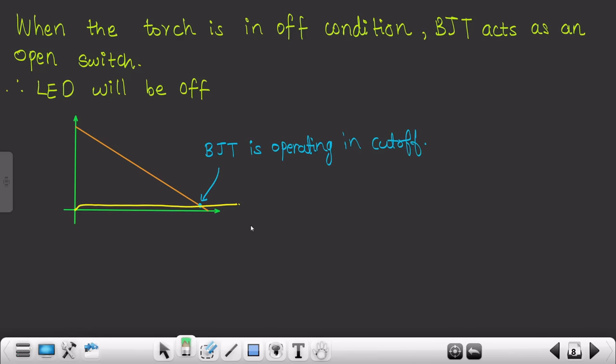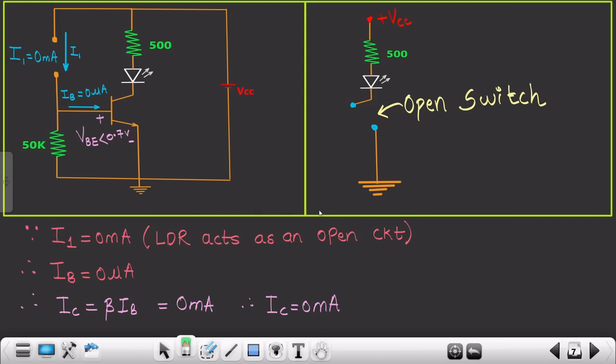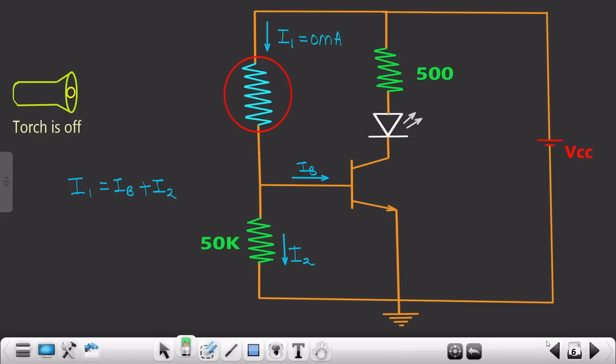Extremely sorry, I forgot to write the parameters. This is the graph between VCE, the output voltage, and the output current IC. I hope you know this. So basically your BJT is operating in the cutoff region, and that's why your LED is off. Try to relate it with your home condition. If you are operating your smartphone in your home, obviously light rays are falling on the sensor which is present on your smartphone.